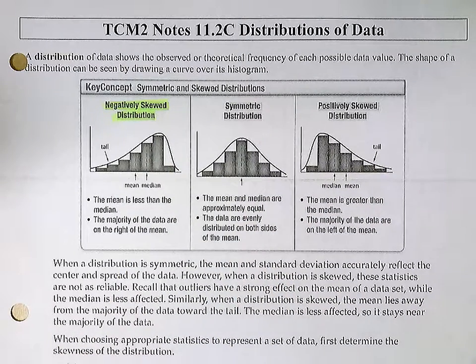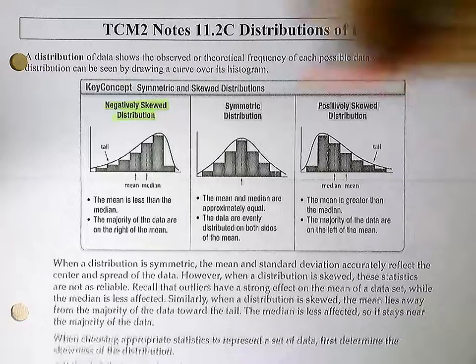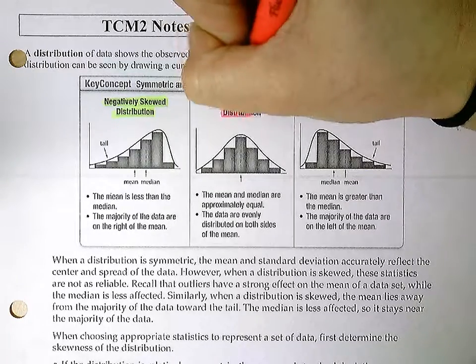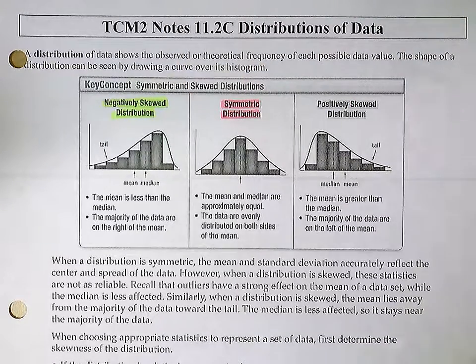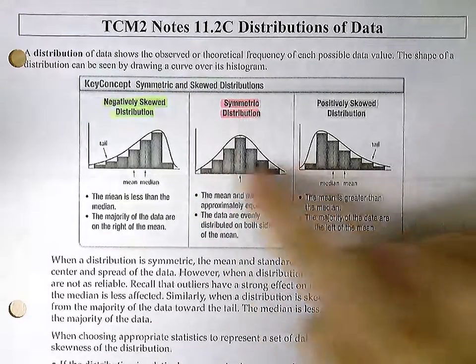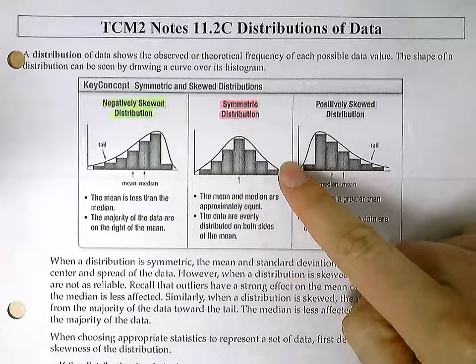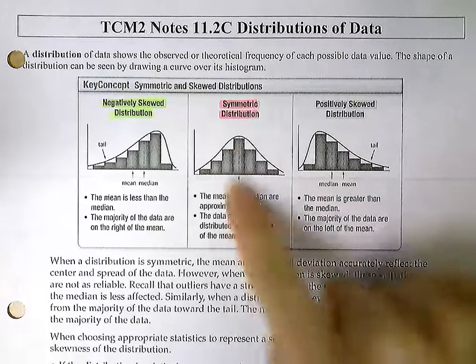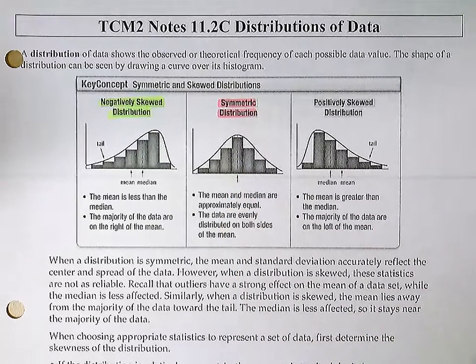Okay, then we have a symmetric distribution. That is when the mean and median are approximately equal and they are in the center. So that's when you see that normal bell curve there, your mean and median in the center.